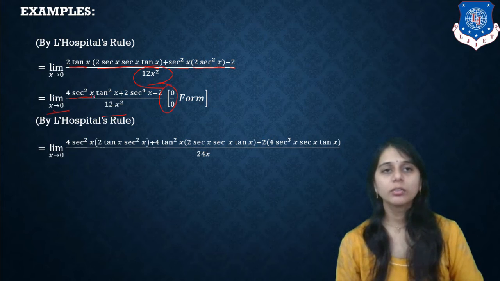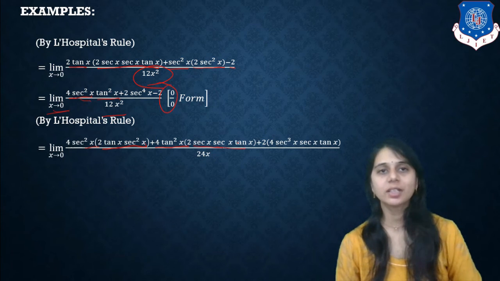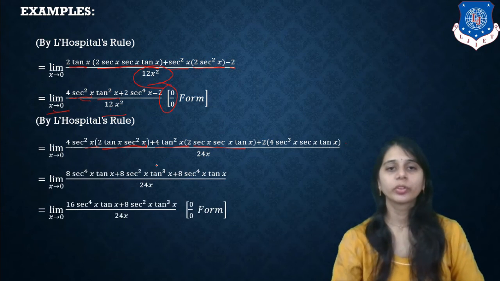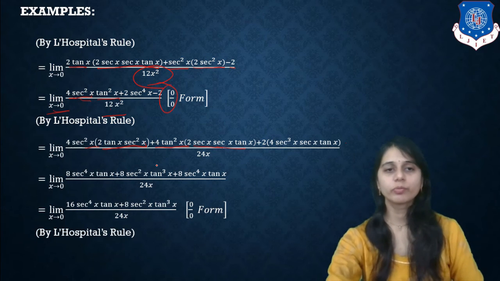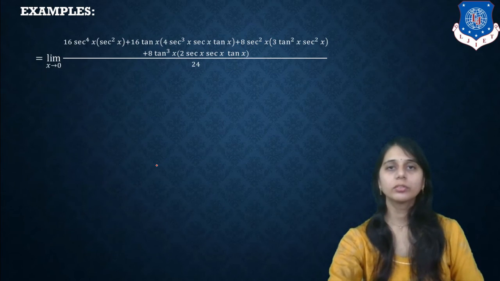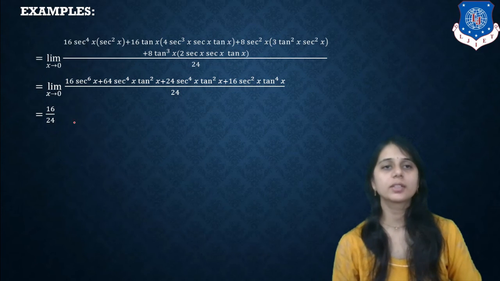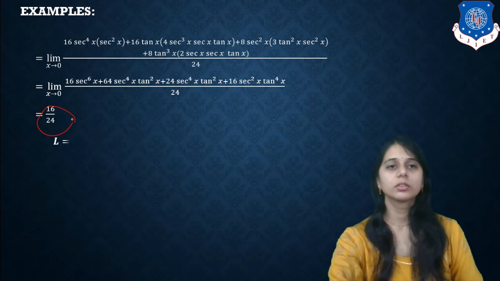Again we differentiate this: 4 sec square x as it is, the differentiation of tan square x is 2 tan x sec square x, and tan square x as it is, we differentiate sec square x, which is 2 sec x tan x, plus 2 sec x tan x, and the differentiation of 2 is 0. In the denominator we are getting 24x. Put x equal to 0. Again it is 0 by 0 form. We differentiate again and after differentiating we get the answer 16 by 24. It is 2 by 3.